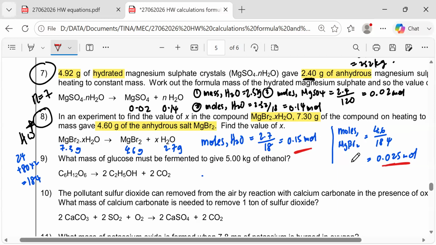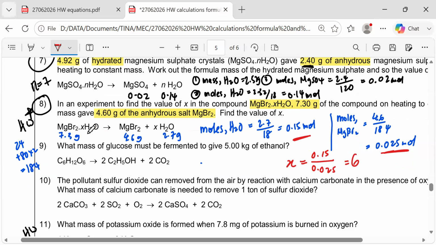So after that, you want to find the value of X. You just find the ratio. So how to find ratio? You just take the big number, divide the small number. Okay. So you will get how much? 6. So X equals to 6. So the formula is MgBr2.6H2O. Can you understand? Later I'll share the recording to the group chat. Then you can also look at the old recordings. It's okay.